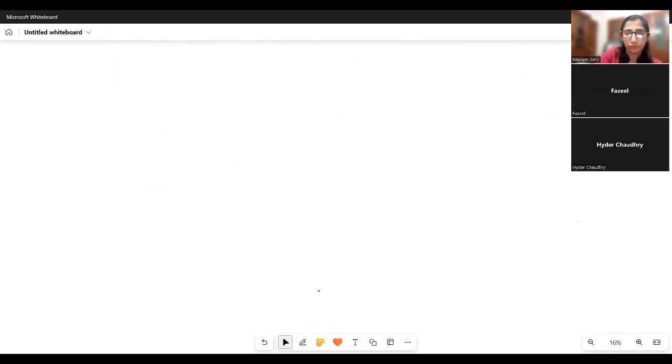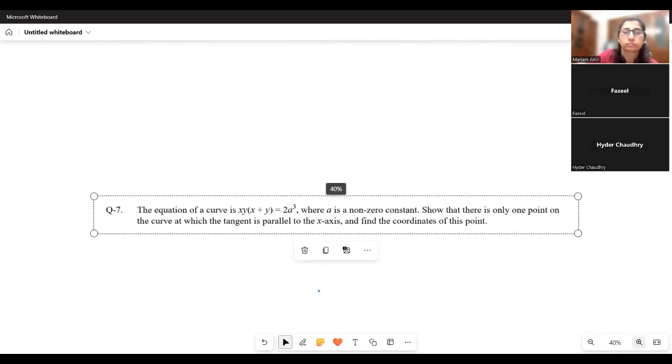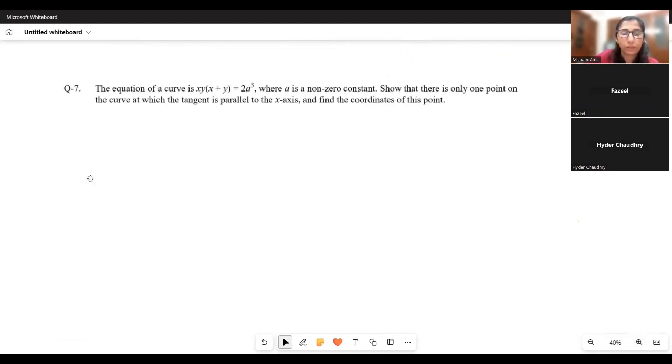Oh, question 7. The equation of a curve is xy bracket x plus y equals 2a cubed, where a is a non-zero constant. Show that there's only one point on the curve at which the tangent is parallel to the x-axis and find the coordinates of this point. Show that there's only one point on the curve at which the tangent is parallel to the x-axis.